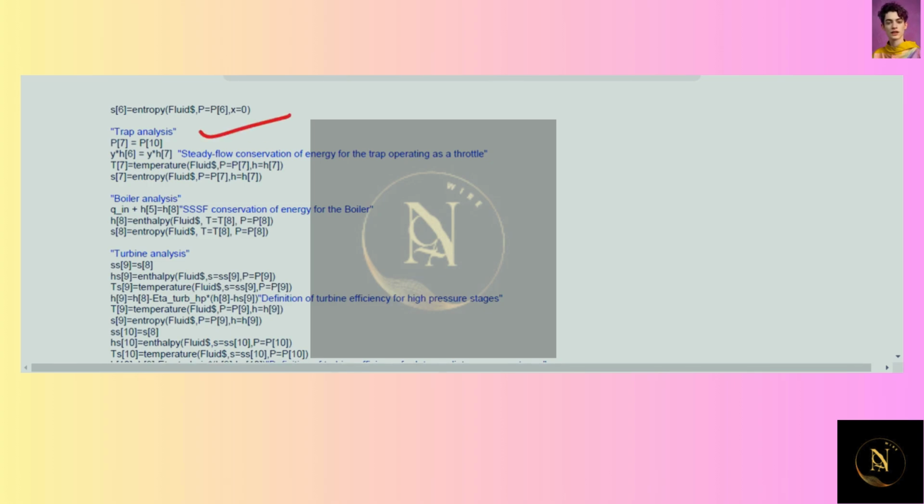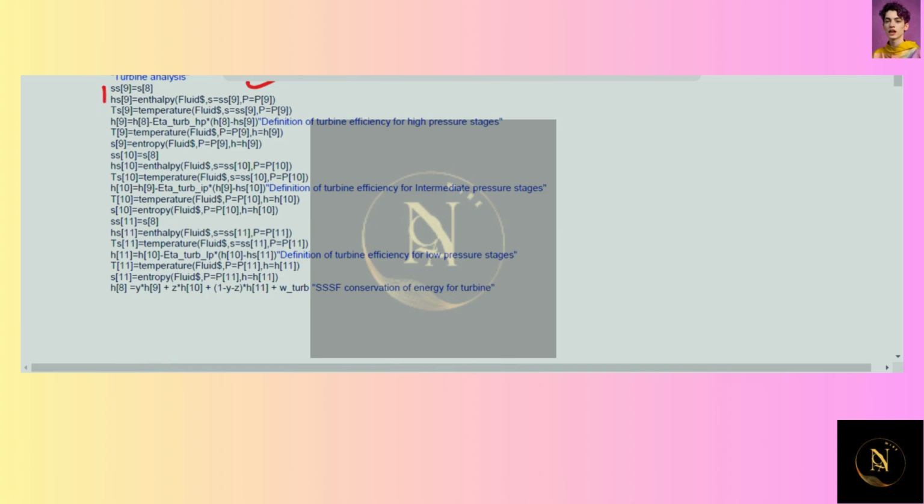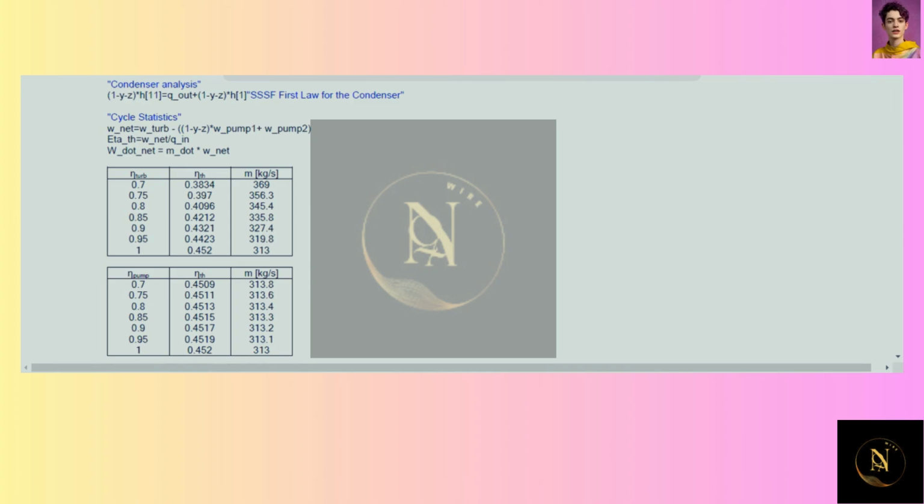This is the trap analysis. It has the pressure, steady flow conservation, temperature, entropy. This is the boiler analysis. This is the turbine analysis that we have to see. There are many analyses, with different conditions given for the turbine. It may be the enthalpy, the temperature, entropy, enthalpy again. These conditions also have to be given for each case. As we continue to analyze, these are the condenser analysis and the cycle statistics.